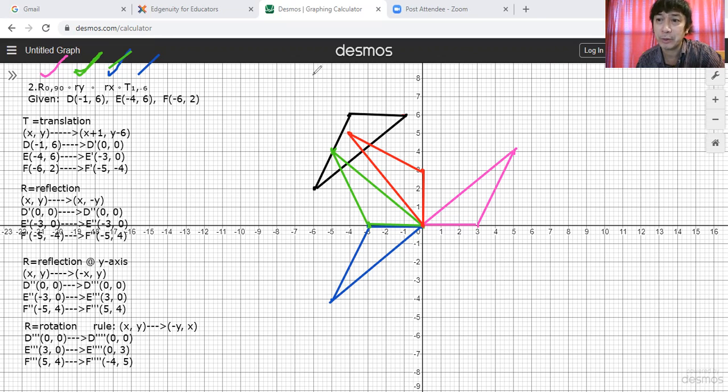So I hope you were able to learn composition of transformations, which is a combination of reflection, translation, and rotation. I hope you were able to learn at least the process and use it in your Genwity activities under composition. And two examples, I hope, are enough.